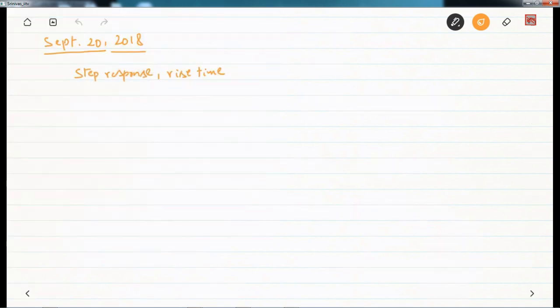Then today, let's continue with the ideal low pass filter, and then let's do the step response, right? So step response is the response of a system to the unit step function.